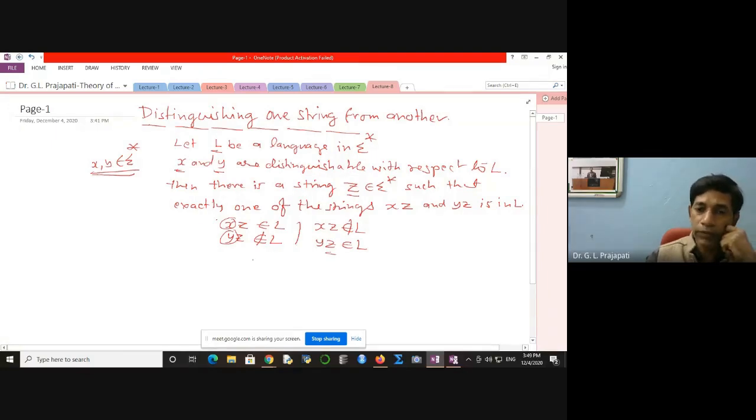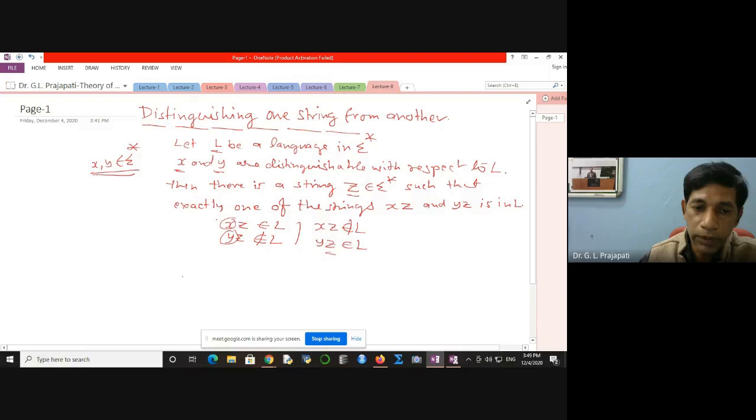So what is the significance of this? Why are you saying this? If X and Y are distinguishable, then what happens? Your FA must go to different places. If you say that your FA should distinguish the two strings X and Y, then on receiving the strings X and Y, your FA must go to different states.